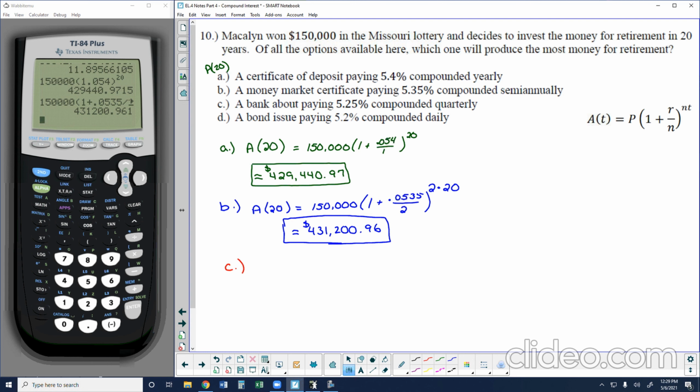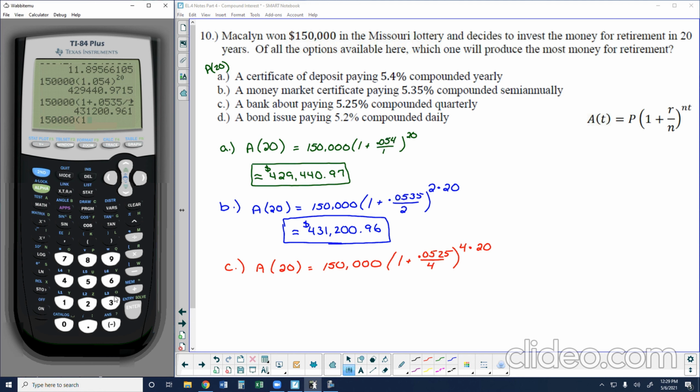So again, we see the rate decreasing, but we see the compounds increasing. This is going to compound quarterly. So let's see what happens to the account balance over 20 years in this investment vessel. In this case, if it's compounded quarterly, N is going to be 4. Quarterly would mean that it's going to compound 4 times during the year. T remains 20, P remains 150,000, and now our rate is 0.0525, 5.25%.